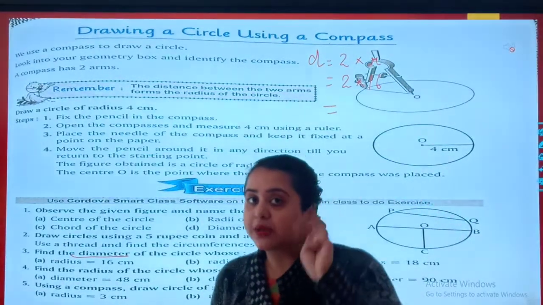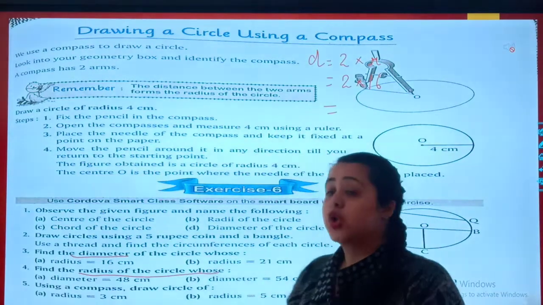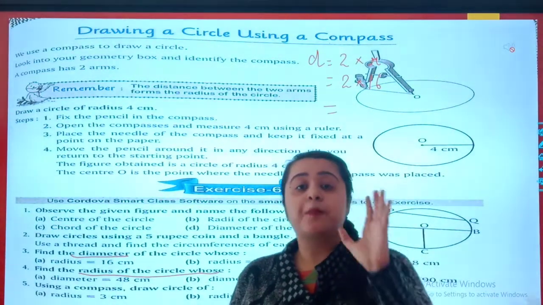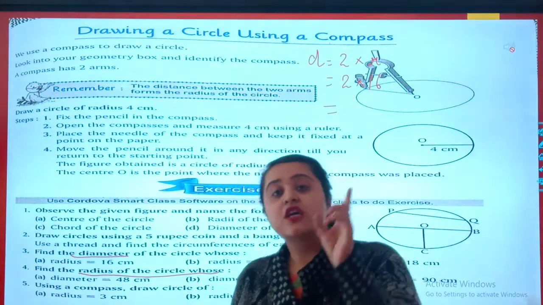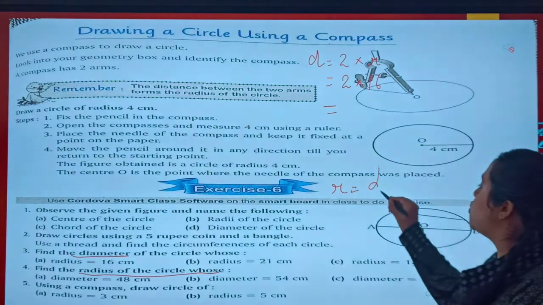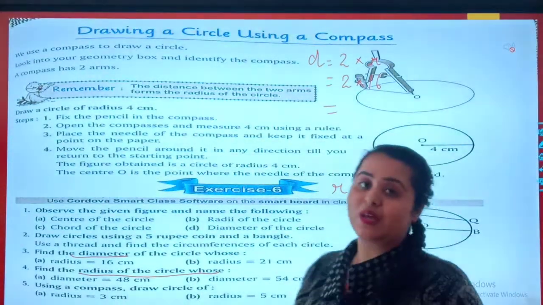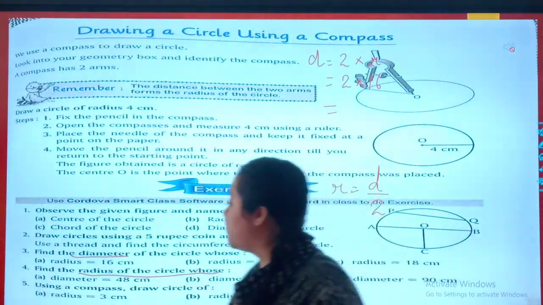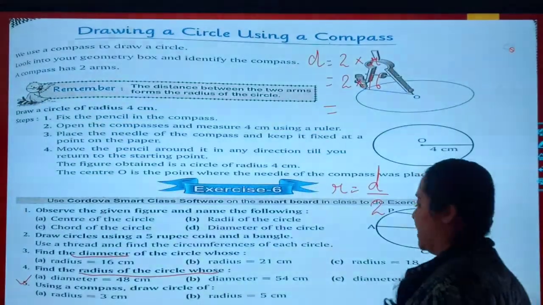Let's see question number 4. Find the radius of the circle. In the heading it is properly mentioned that you are supposed to find the radius. So what will be the formula? Radius equals to diameter upon 2. Okay students, and in question number 5, you will be drawing the circle of the given measurement.